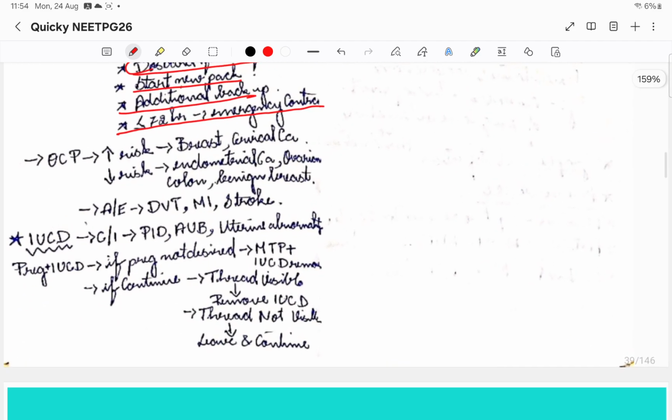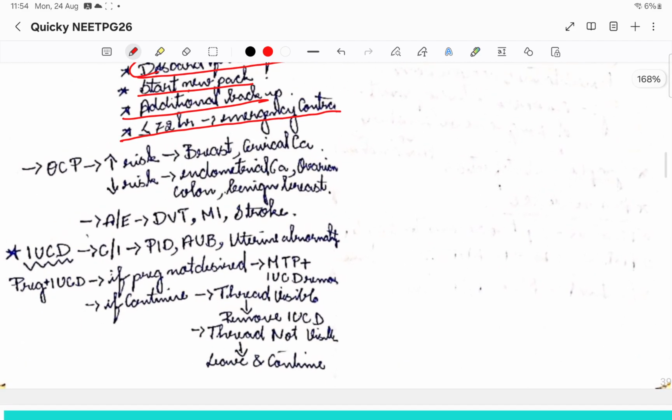Okay, then some of the important points with respect to OCPs are, there is increased risk of breast cancer and cervical cancer. Please remember, there is increased risk of breast and cervical cancer. There is reduced risk of endometrial carcinoma, ovarian carcinoma, colon cancers and benign breast disease. There is reduced risk with respect to these if OCPs are being used.